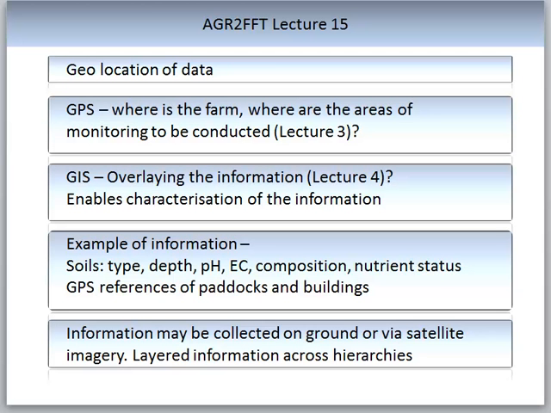So, some of the technology that enables geolocation of data we have already covered in previous lectures. There is GPS, this is where is the farm, where are the areas of monitoring to be conducted. There is GIS, which is where you take the information and you overlay it to enable a visual representation of your data. Some of the examples of information that you may collect are your soil type, your depth, your pH, your EC, your soil composition, or the nutrient status of your soils.